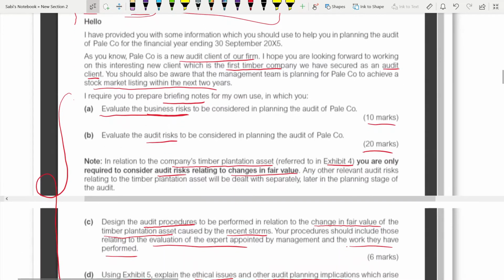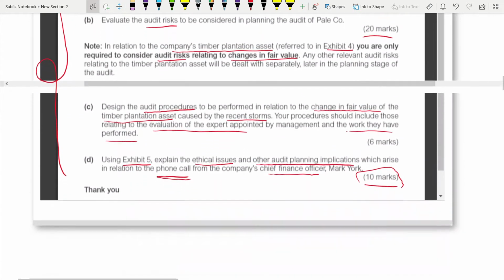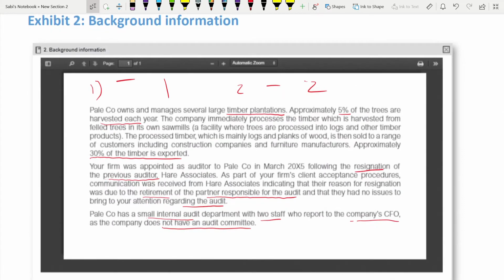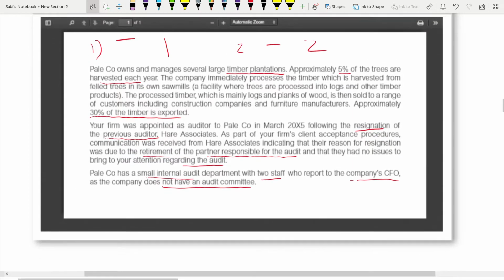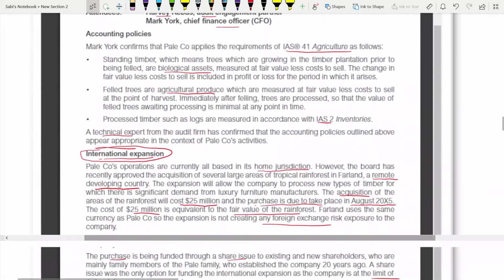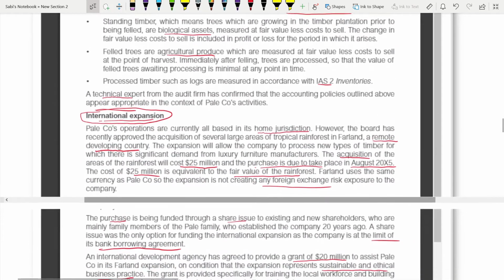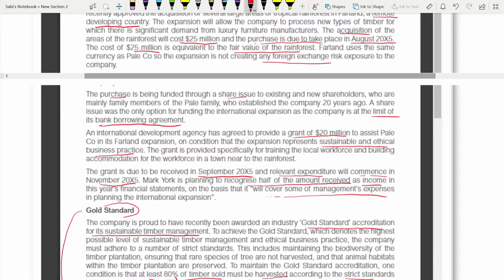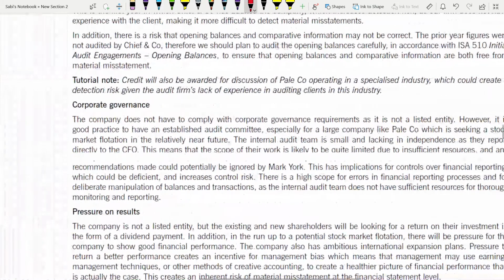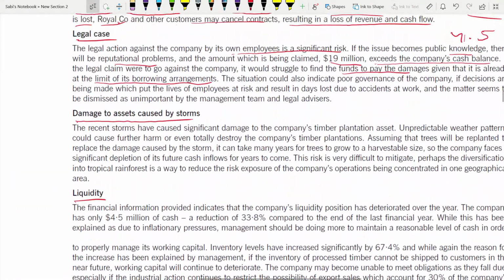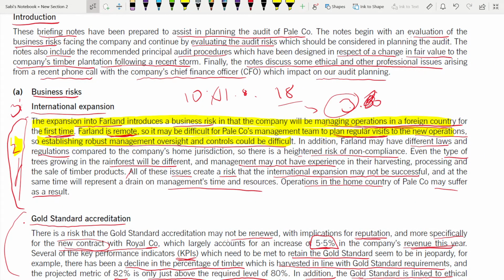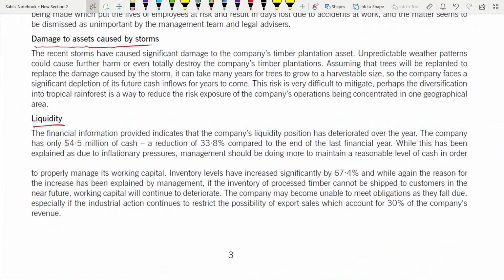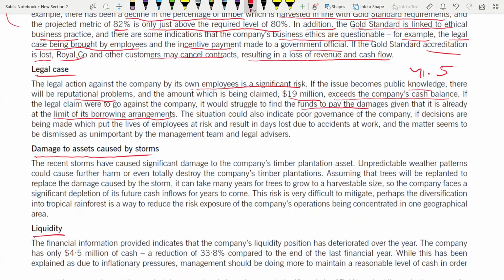Because they have told that, I remember the thing, but this is the reason I didn't highlight it, so I'm not able to spot it now. This will happen to you as well if you don't highlight it. So now what am I going to do? I'm going through it over again to see where that word is. I got it. Yes. At the limit of bank borrowing, they are at the limit of the bank borrowing agreement. So highlight your words, the important ones from the exhibits. The situation could also indicate poor governance of the company.